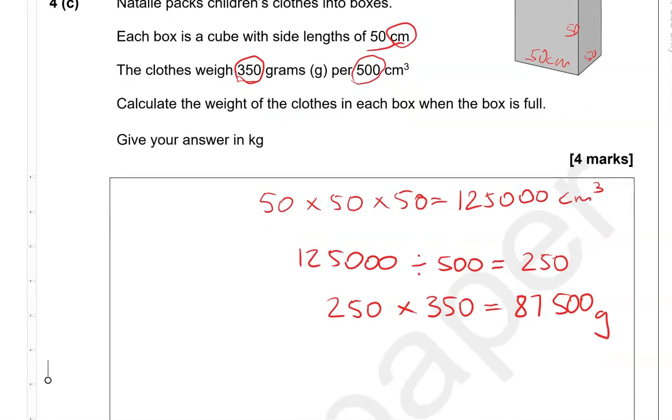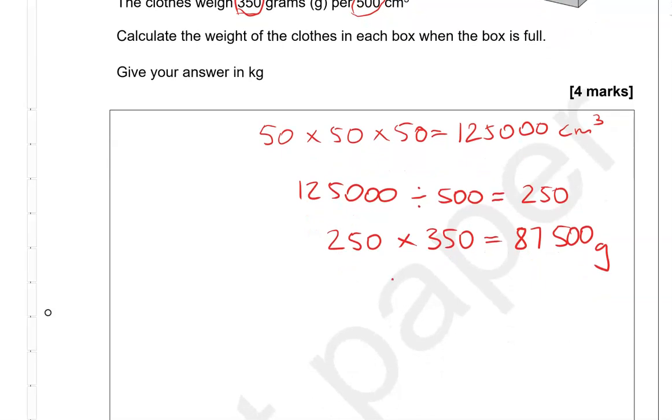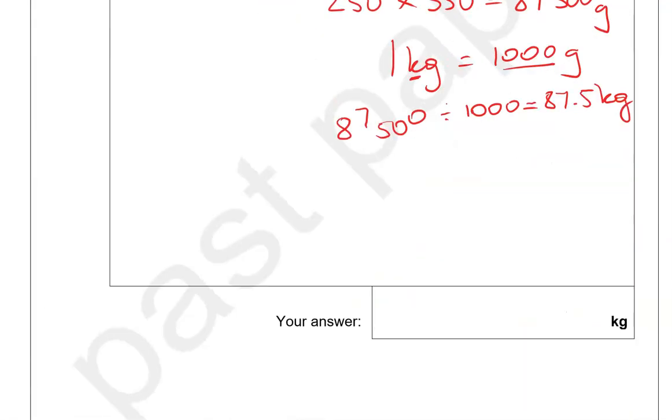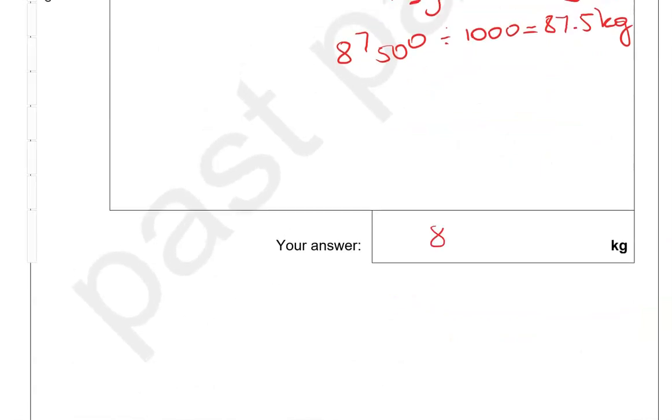We've got to give our answer in kilograms. So in 1 kilogram, there are 1,000 grams. So kg, K means 1,000, just like we use it in everyday life. So if we divide 87,500 by 1,000, that gives us 87.5 kilograms. So 87.5 is the final answer.